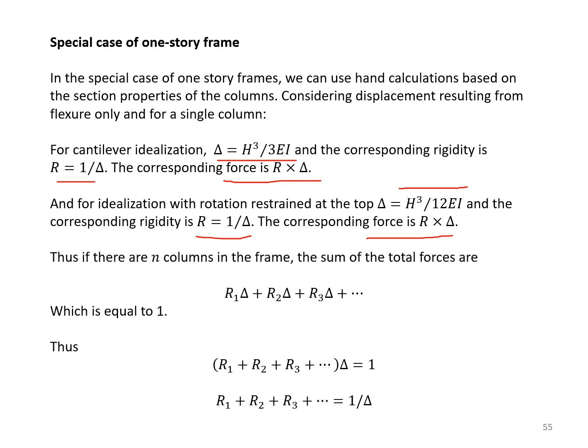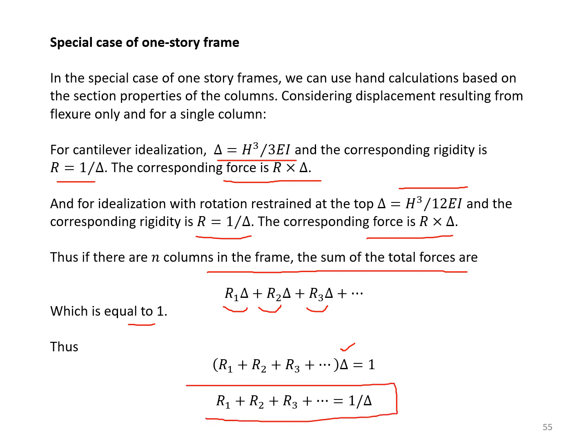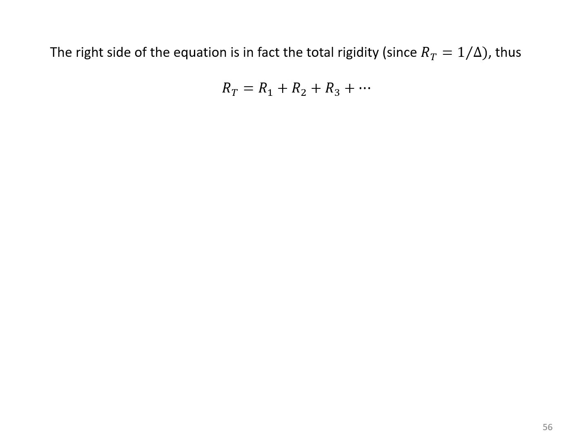So if there are n columns in the frame, the sum of the total forces, that's what I needed, the forces, is R1 delta, R2 delta, R3 delta, etc. Delta is the same if they're all at the same level, right? But remember the total force is equal to 1. So we get R1 plus R2 plus R3 times delta is equal to 1. And the sum of the rigidities is 1 over delta. But what is 1 over delta? It is the rigidity of the frame, right? So in this case, we have the total rigidity as R1 plus R2 plus R3, etc., if all of these are at the same level.